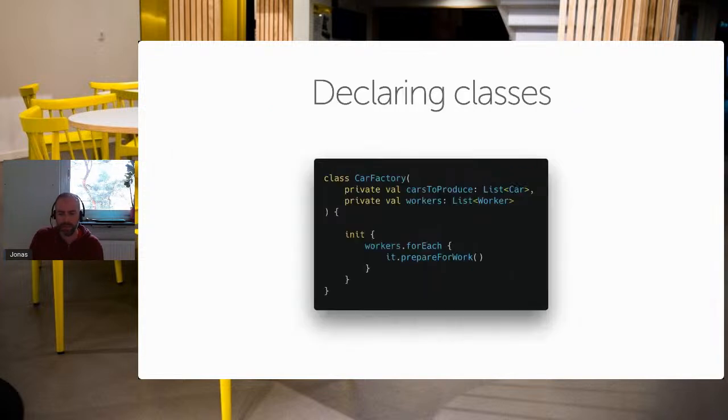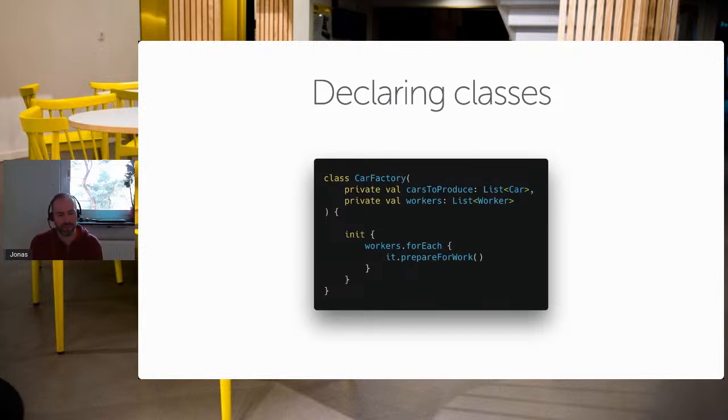Okay, let's jump. So some other interesting things in Kotlin, if we look at how we create classes compared to Java, it's a bit simpler also to provide fields and class parameters that you declare directly in the class signature. So as you see here, I have a simple example where you have a car factory, which has some class fields, car to produce and workers. And by doing this, they become fields and constructor parameters. So I don't have to declare them in any other place.